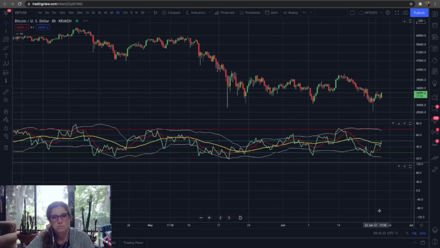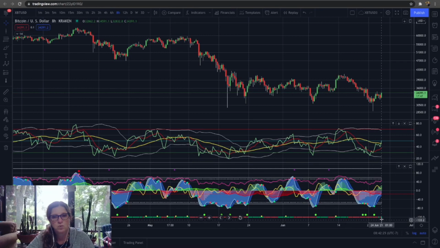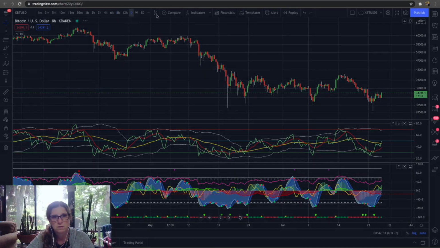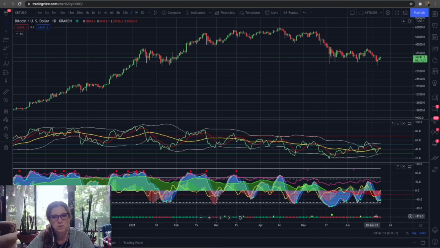8-hour, we have one little green dot. So it's trying to move to the upside. But the overall trend on the daily is still down. We still have red dots. This is the trend meter.